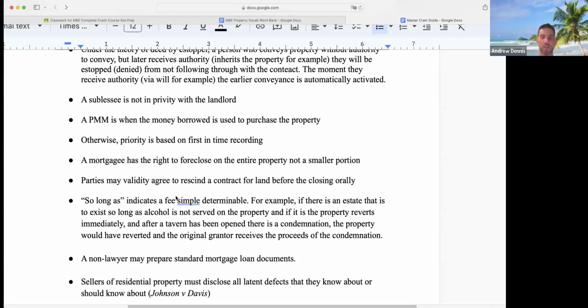A mortgagee has the right to foreclose on the entire property, not a smaller portion.